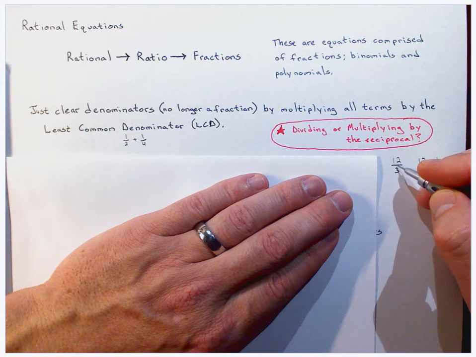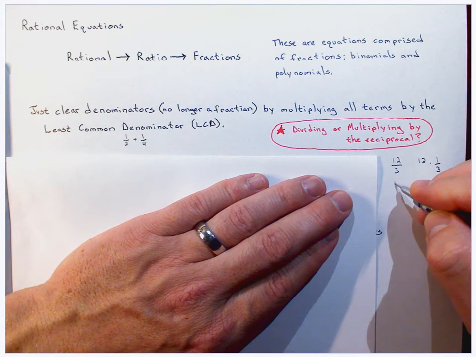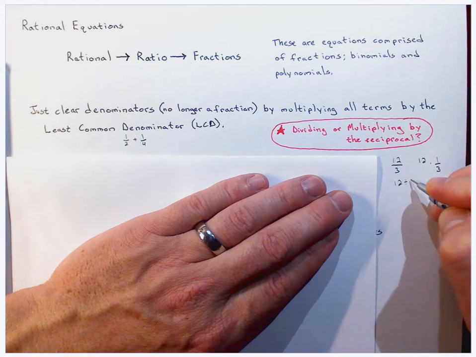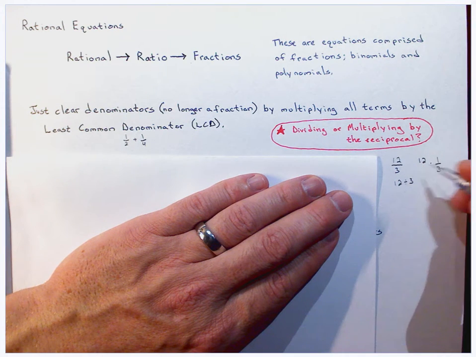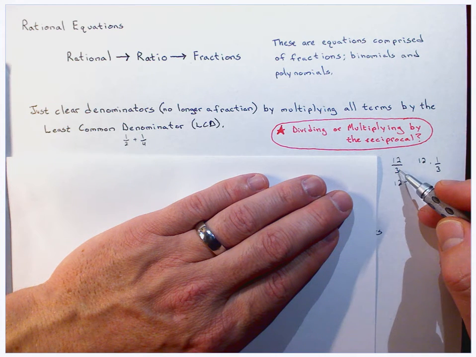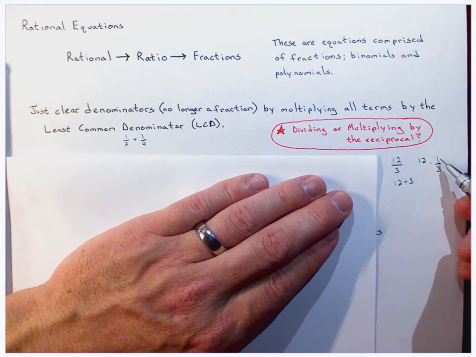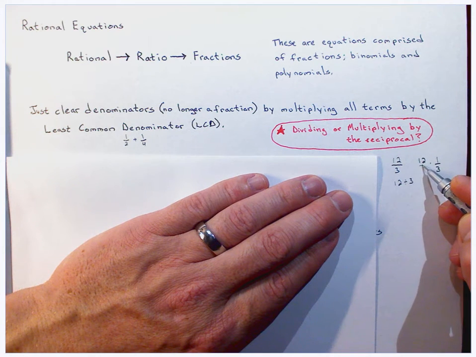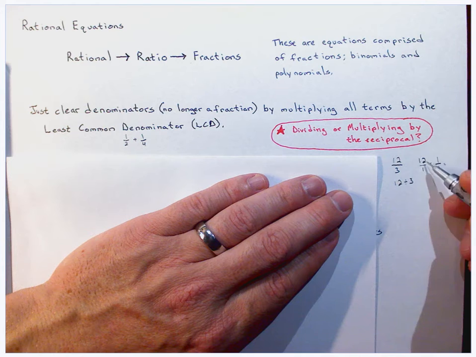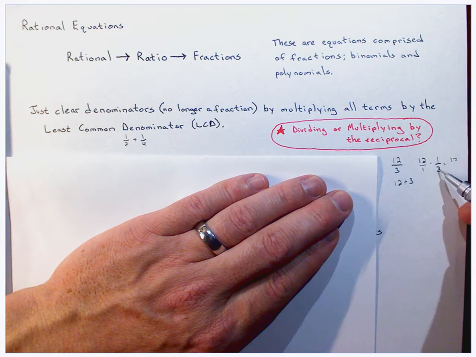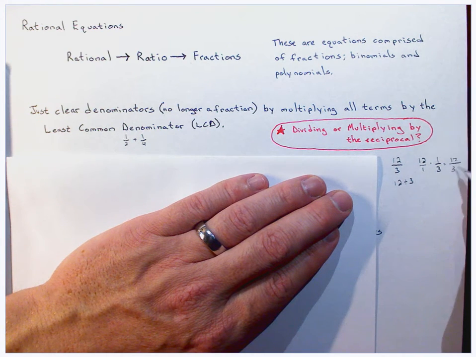I could rewrite this problem. A fraction is a division problem. I could rewrite it as 12 divided by 3, like that. Or I could write it as a fraction. But now I hope that you see visually that just saying 12 divided by 3 is the same as saying 12 times 1/3. Because I could put this over 1. 12 times 1 is 12. 3 times 1 is 3.